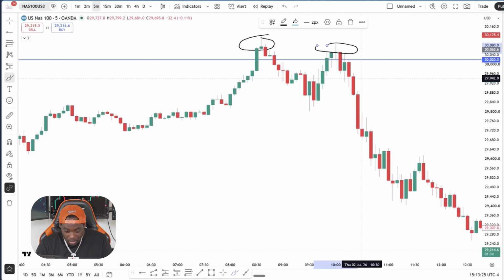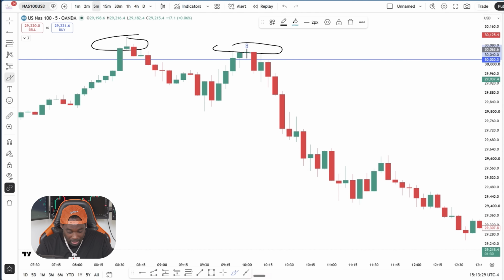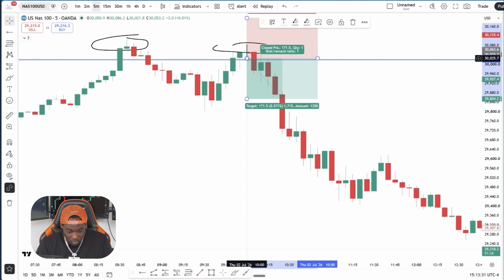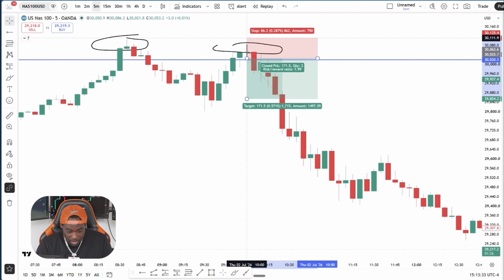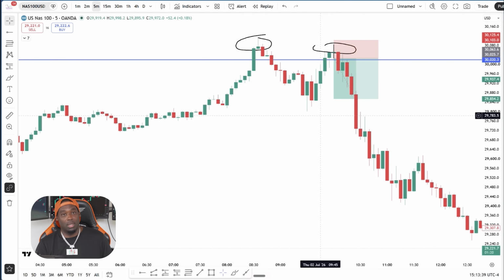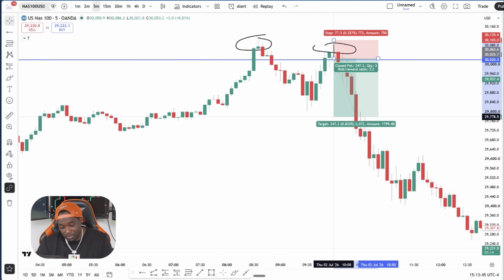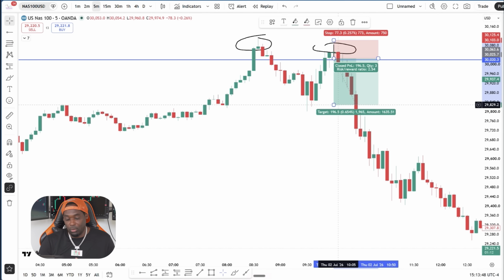So anyway, I took a short as soon as I saw this rejection right here, and basically I went for my 2-to-1. And of course, the market went way more than that 2-to-1. And this is where a lot of rookies or new traders will get mad about, like, oh my gosh, look, it went all the way down. Like, you don't know if the market's gonna go that much. So never get mad if the market goes 100 points without you.